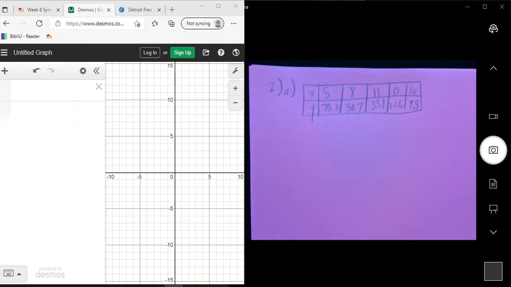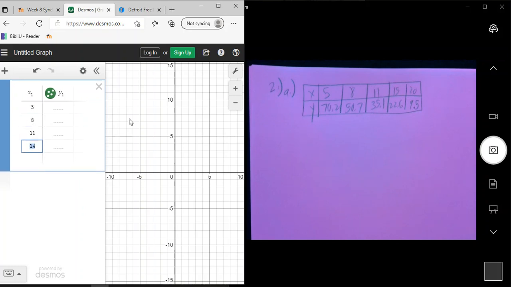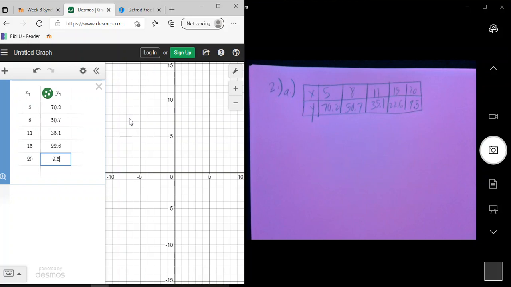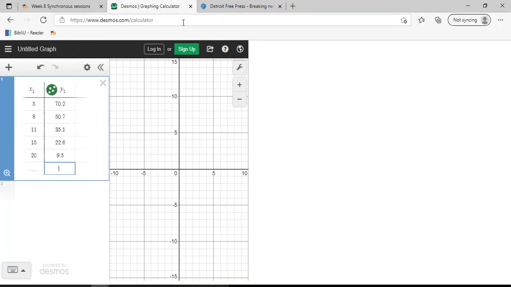All right, so what I'm going to do now, I'm going to put all of these values into a table on Desmos. So I would do the plus sign, go to table, and then start typing in the values. So you have 5, 8, 11, 15, then 20. Then the Y values, 70.2, 50.7, 35.1, 22.6, and 9.5.